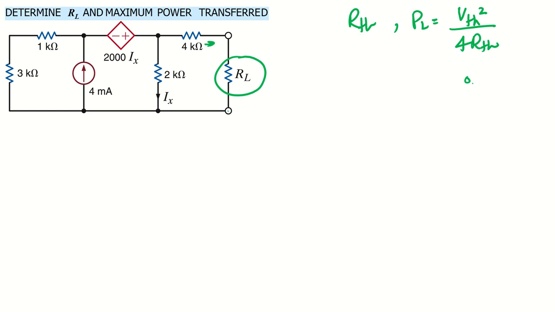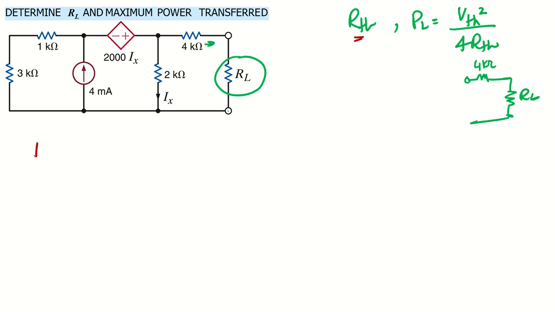So I can say that basically I have this 4 kilo, and then I have this RL here. This is my load. Now remember, of course we need to find the R Thevenin and V Thevenin. V Thevenin will be the open circuit voltage here, right?